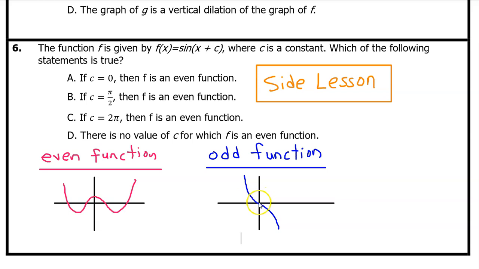An odd function has rotational symmetry, with the origin as the center of rotation. That means if you take an odd function and you rotate it upside down, it's still going to look the same. Alright, that was a tiny bit off because my drawing wasn't perfect, but you get the idea. An odd function, if you imagine rotating it upside down, it's still going to look the same.